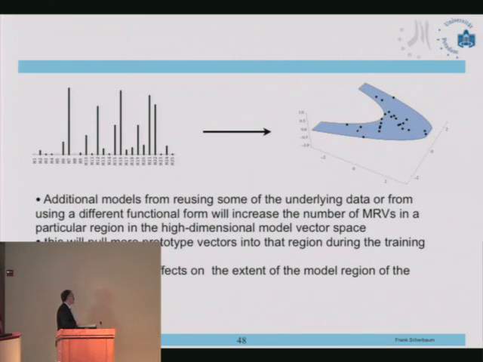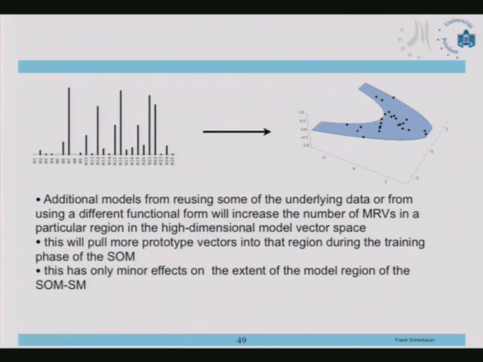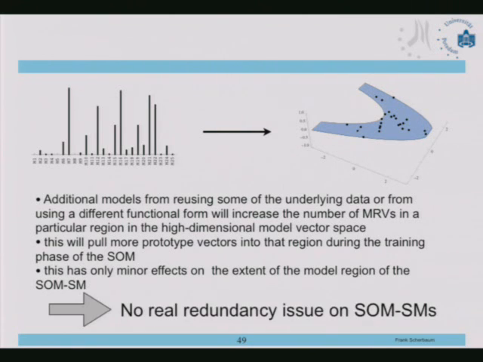And it will not have a major effect on the extent of the model region unless we are dealing with a model which is right on the border of the Sammon's map of the SOM. The same thing would happen if we are using only a different functional form, but the data set is identical. Again, we would get additional models in a particular region, which would then cause the local topology there to be sampled better. So in conclusion, there is no real redundancy issue if we are working in this domain.